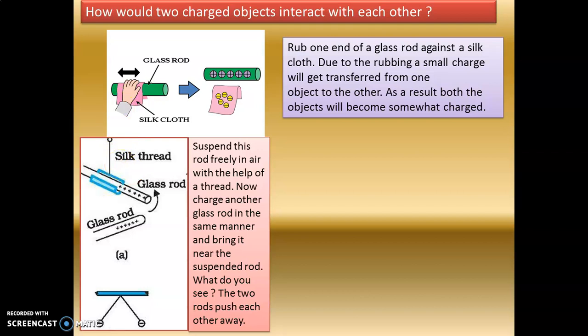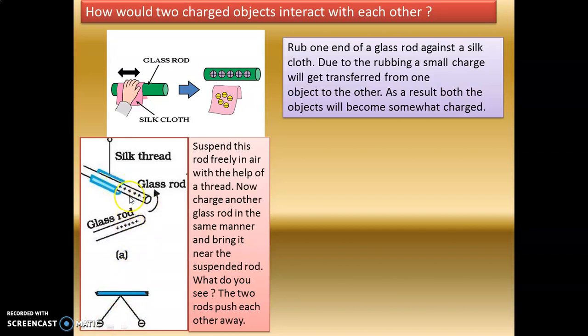Now what am I doing? I am charging another glass rod in the same manner, that means by rubbing it on a silk cloth, and I am bringing it near my first glass rod. Now what do you see here? We see that the two rods push each other away. That is shown in this diagram: both these glass rods are pushing or moving away from each other.